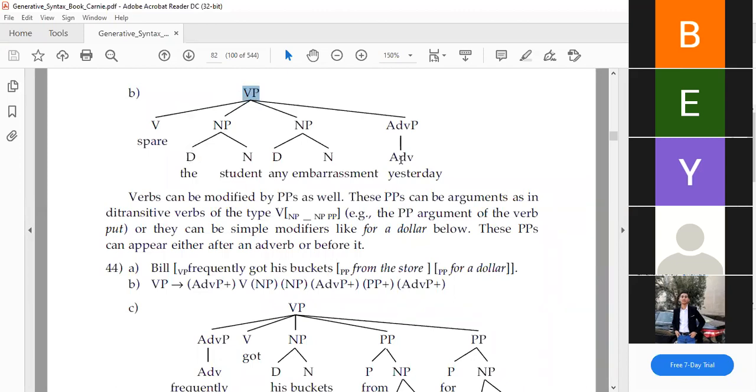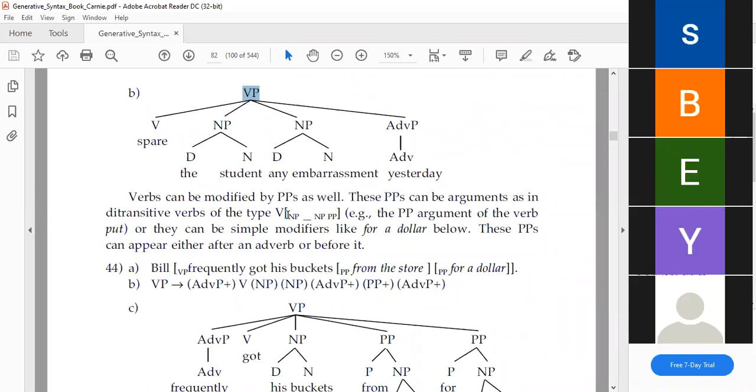Remember also in ditransitive verbs, we have verbs like put. Put requires what? Verbs like put require, Surah?